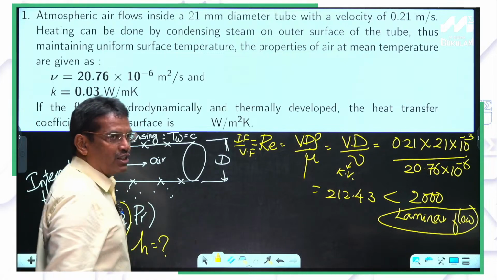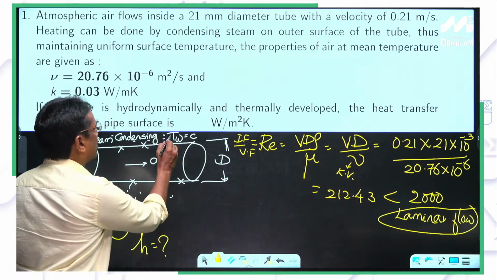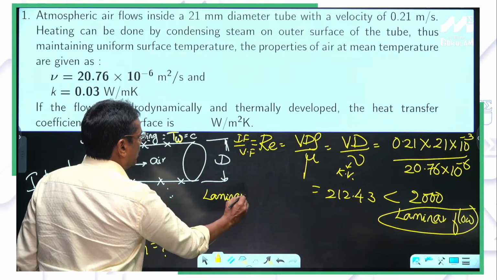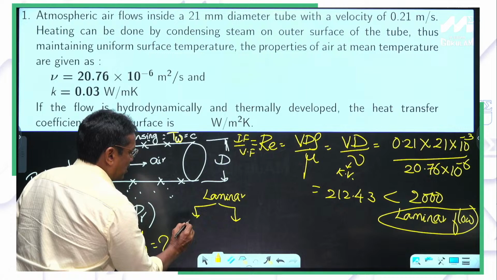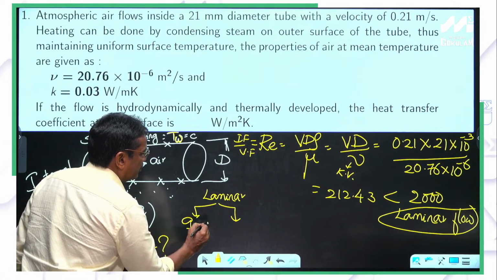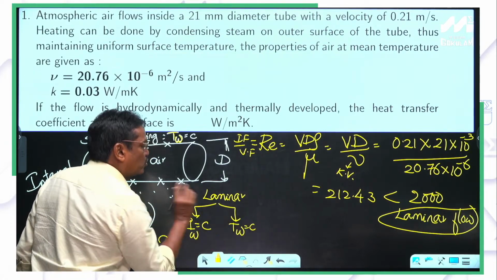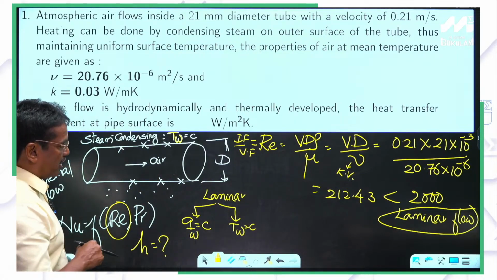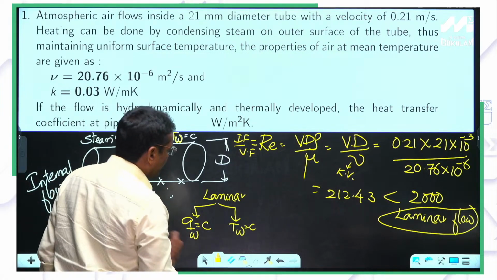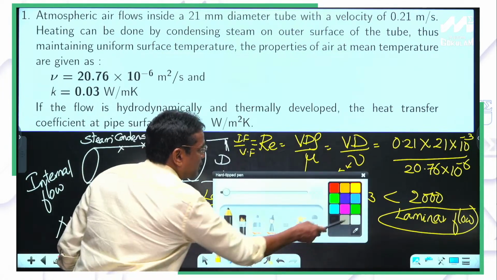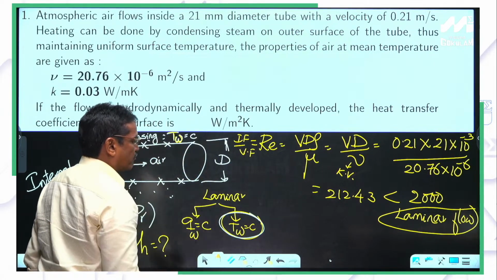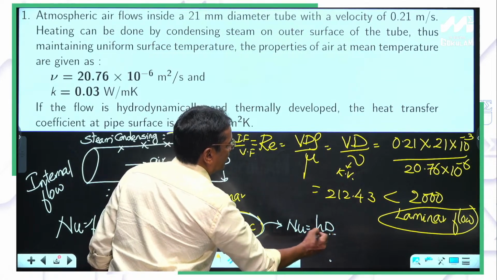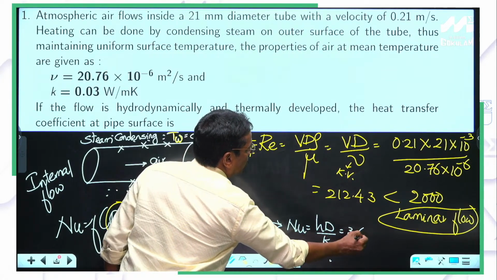Once the flow is laminar for internal flows, two situations may arise: constant heat flux conditions and constant wall temperature conditions. Here the situation is constant pipe wall temperature conditions. For constant wall temperature conditions, the Nusselt number is given by hd by k equal to 3.66.